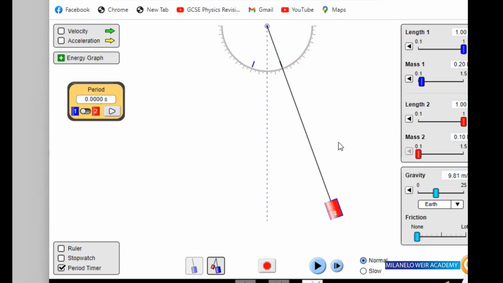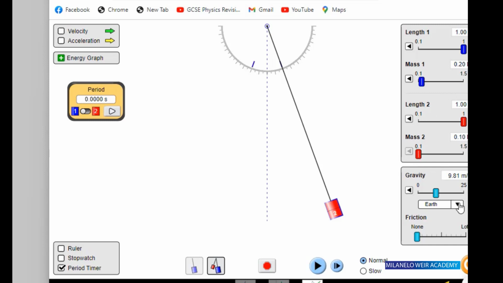Okay guys, we are now going to look at the effects of mass, length and gravity. We shall also look at friction. What does friction do to the movement of a pendulum? So here is our length. We have length from 0.1 to 1. Then we have mass from 0.1 to 1.5.